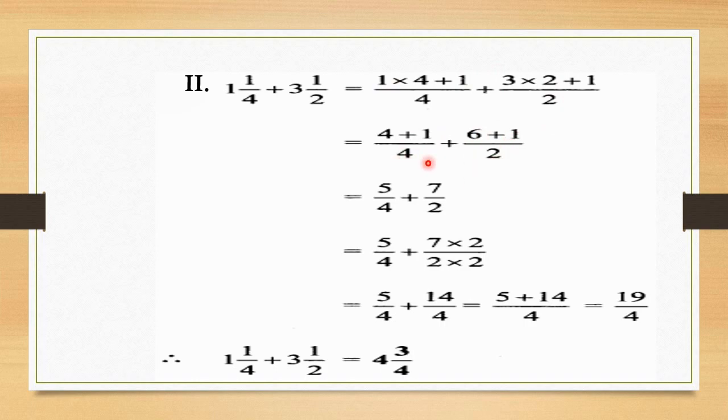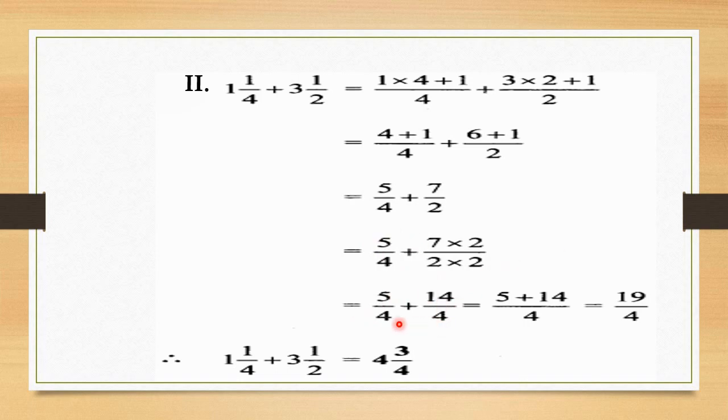So 6 plus 1 upon 2. Here the denominator is different. So 4 plus 1, that is 5 by 4 plus 6 plus 1, that is 7 by 2. Here you can see denominator is different. So for 7 by 2, we will multiply both sides by 2. So 5 by 4 plus 7 by 2 upon 2 by 2. Here you will get 5 by 4 plus 7 twos are 14 upon 4.